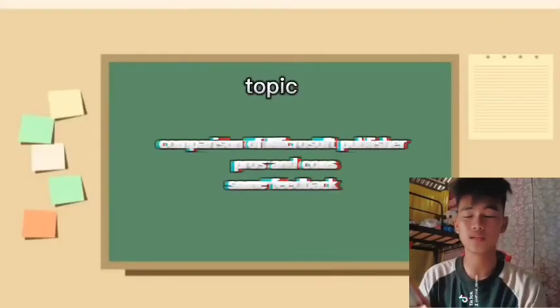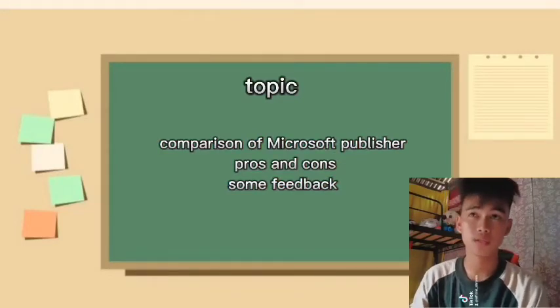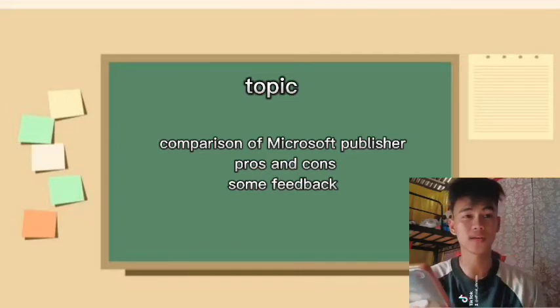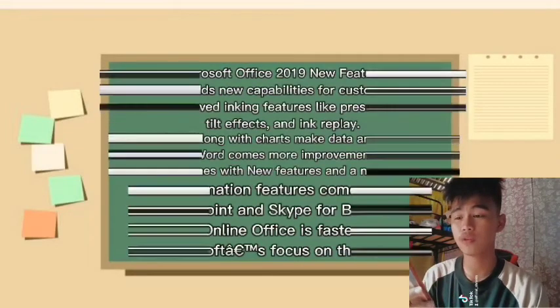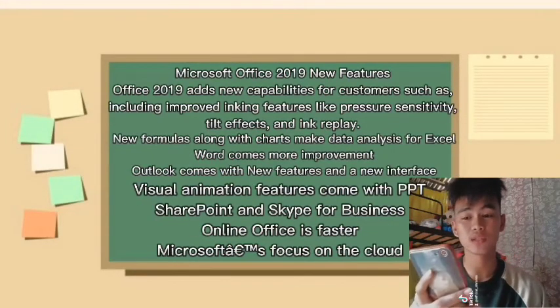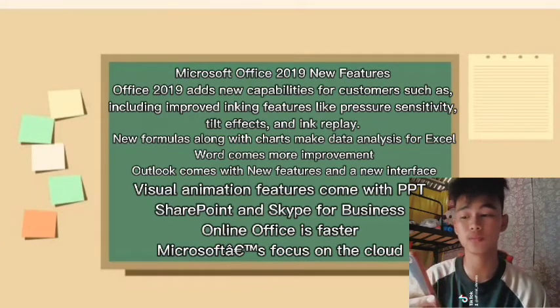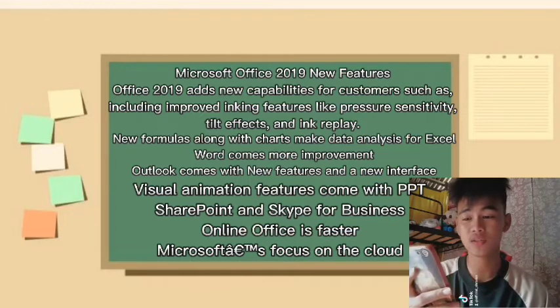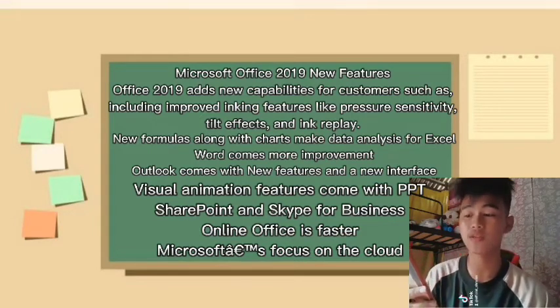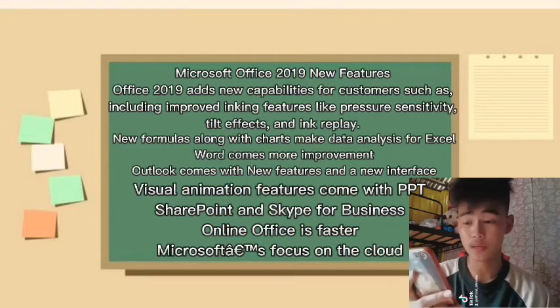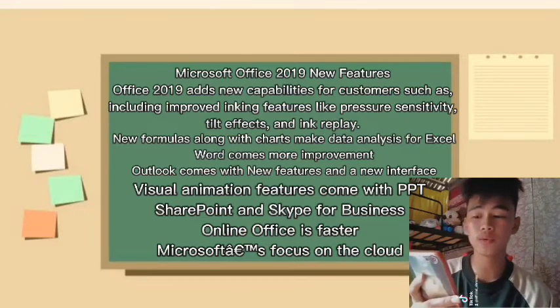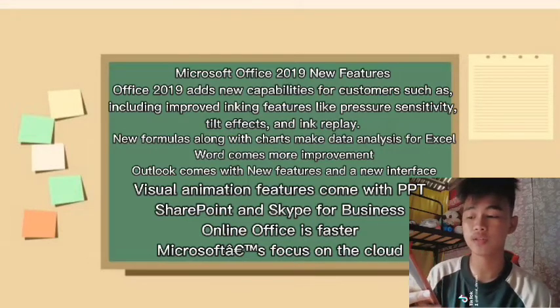Hello, today I'm going to discuss the comparison of Microsoft Publisher before and after Microsoft Office 2019 new features. Office 2019 adds new capabilities for customers, such as improved inking features like pressure sensitivity, tilt effects, and ink replay. New formulas along with charts make data analysis easier for Excel.